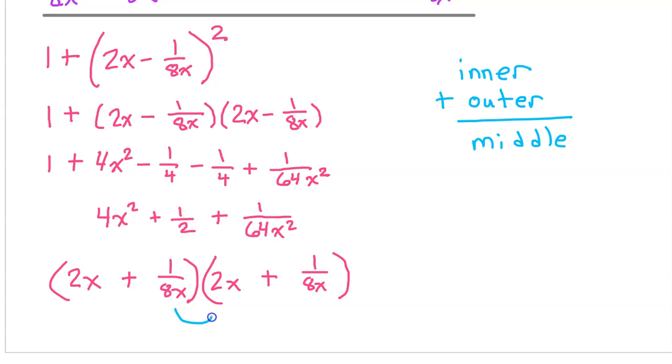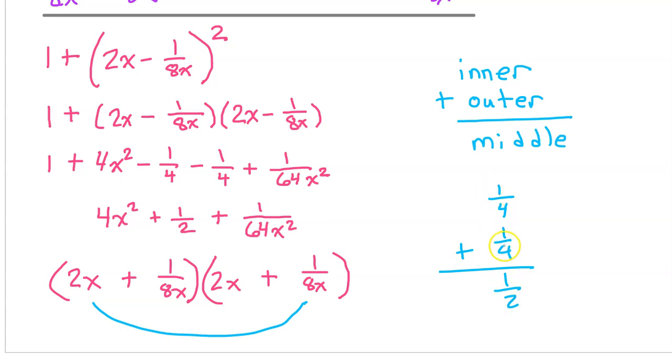When I say inner, I'm talking about the product of these two. So if I multiply 2x times 1 over 8x, that gives me 2x over 8x, which reduces down to 1/4. So for inner, I have 1/4. Well, what about outer? That's the exact same product. So of course I'm going to get 1/4 again. And 1/4 plus 1/4 is 1/2. In other words, inner plus outer does equal the middle, so this works out.